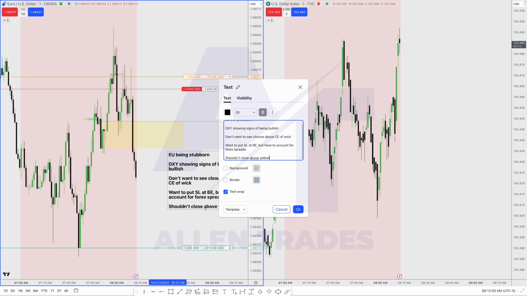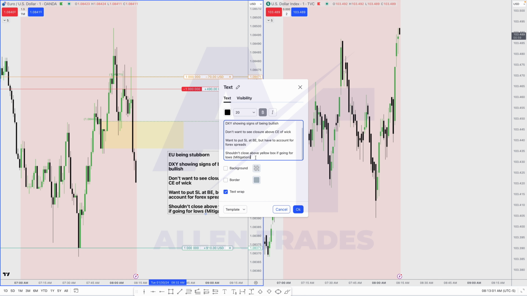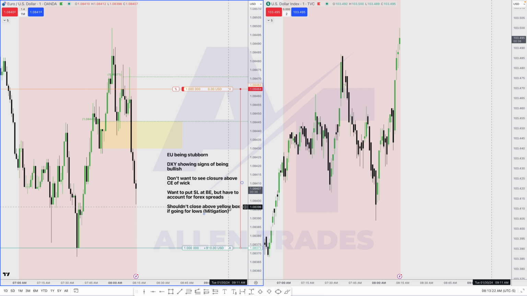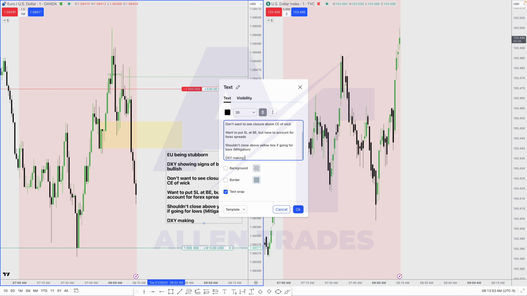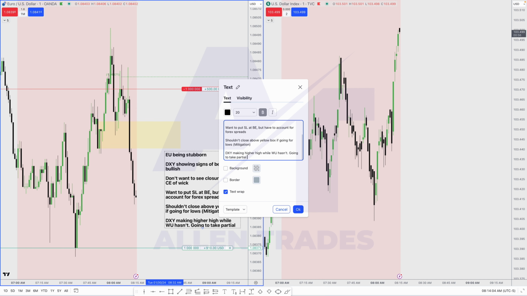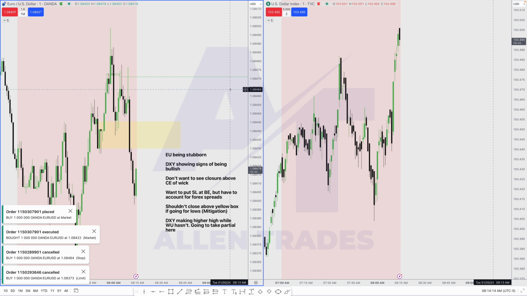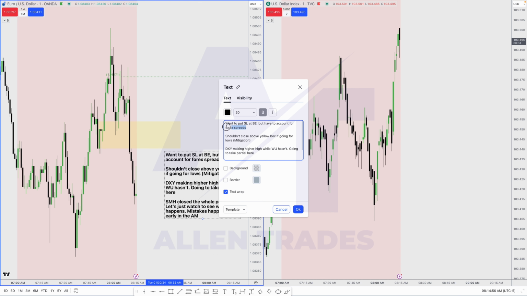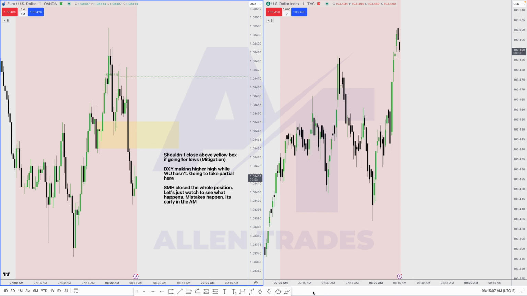So as you can see, dollar is making a higher high and euro is not even close to its lower low. So euro's being very stubborn and dollar's showing what we want to see. But because there's a possible SMT divergence, I'm going to try and take a partial, but I'm going to make a big mistake and close the entire position like you just saw. So mistakes happen in trading. I'm going to show you guys the real, but I want you to know that I had every intention of holding this trade and I accidentally closed the entire trade.